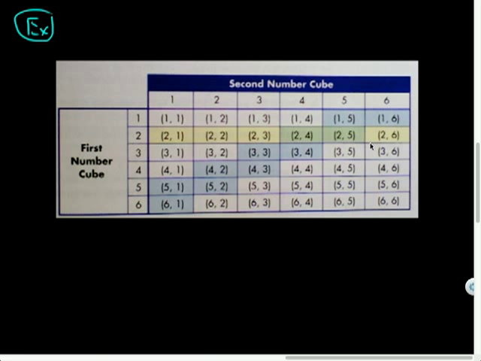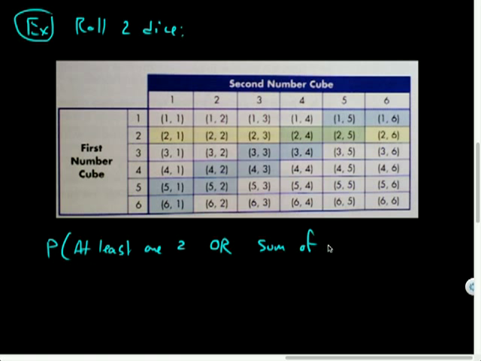So here's the whole table, a sample set of the possible die rolls of two six-sided dice. And let's say for rolling two dice, I want to find the following probability. What is the probability of rolling at least one 2, or a sum of 7?